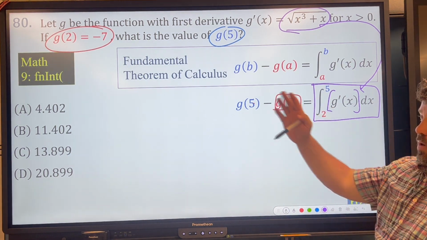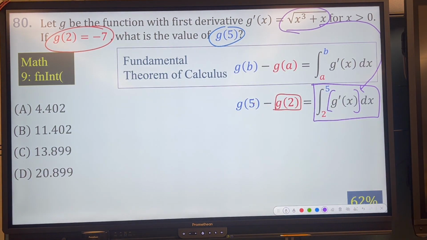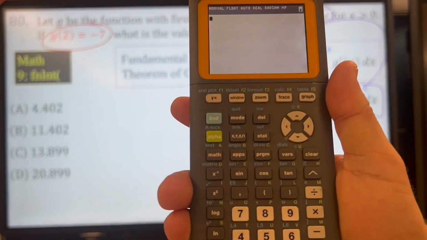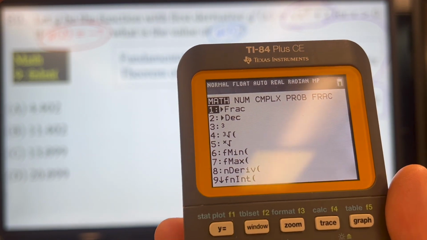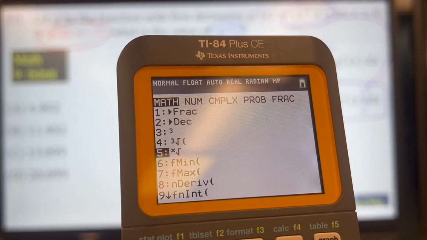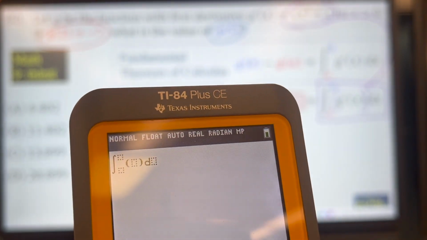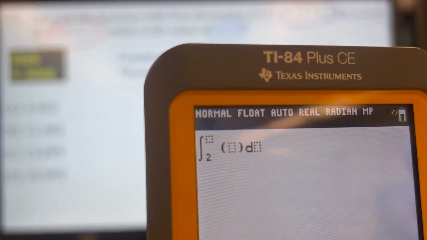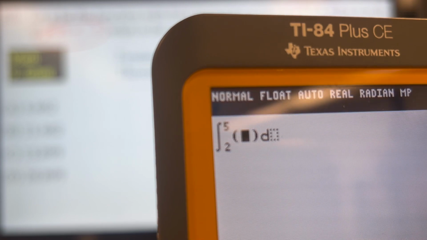So, in your calculator, first time we're going to use it, you are going to do this when you get the integral. Turn on your calculator. I haven't done this in a while. And hit math. The math button's right there. Boom. Brings you to this screen. You go down to number 9. You hit enter. Now that gives you your integral symbol. Now what you're going to do is, you have your 2, you have your 5. And then you're going to type in the integral here.